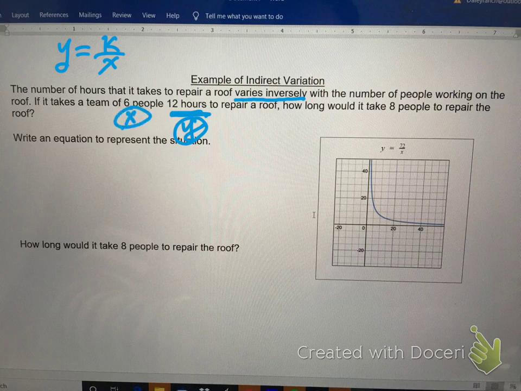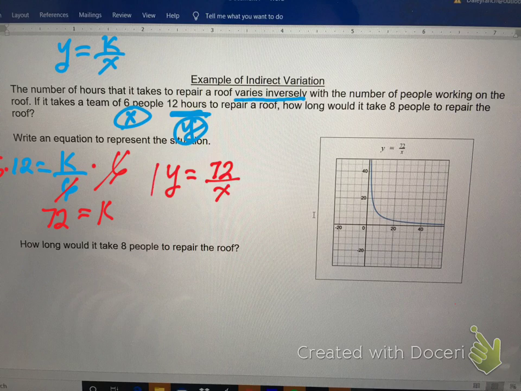So I know y is 12, x is 6. I plug that in. So y is 12, x is 6. Then all I have to do is multiply by 6, and I have k is equal to 6 times 12, which is 72. So my equation is y is equal to k, which is 72 over x. That's my equation. And if you graph that, this is what it's going to look like. This is not a linear graph.